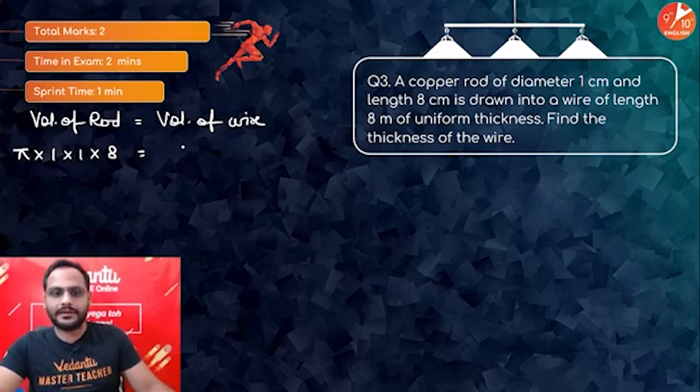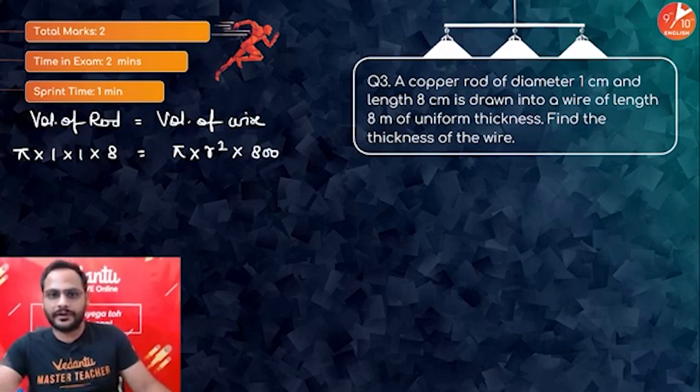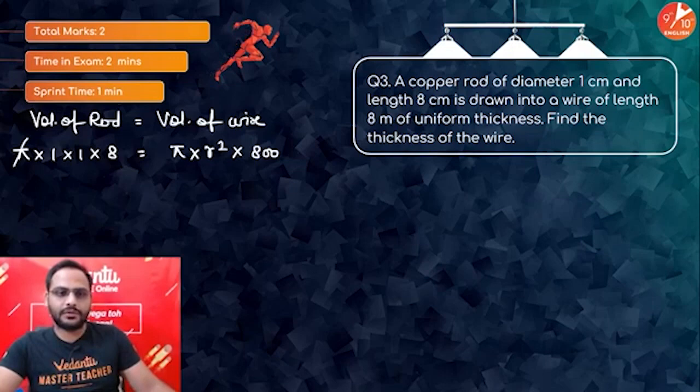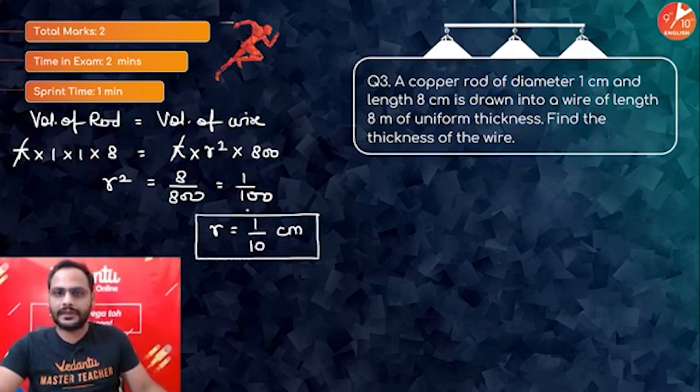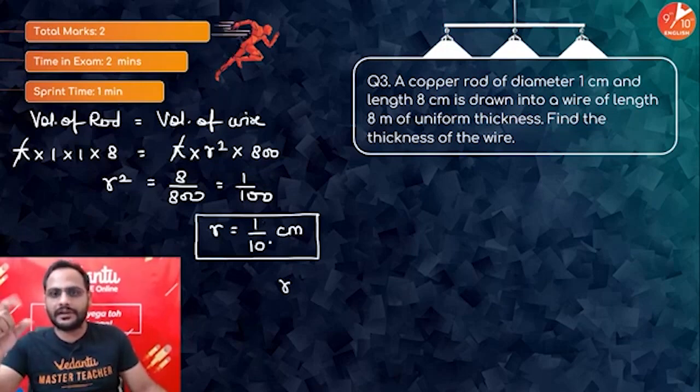And here the volume of the wire will be pi r square into the length, which is given as 8 meter. We will convert 8 meter into centimeter. 1 meter is 100 centimeters, so 800 centimeter. So pi to pi got cancelled. You get r square is 8 upon 800, which is 1 by 100. So if r square is 1 by 100, r will be 1 by 10 centimeters. We have kept everything in centimeters. 1 by 10 centimeter, which means 0.1 centimeter, which means what? 1 millimeter.